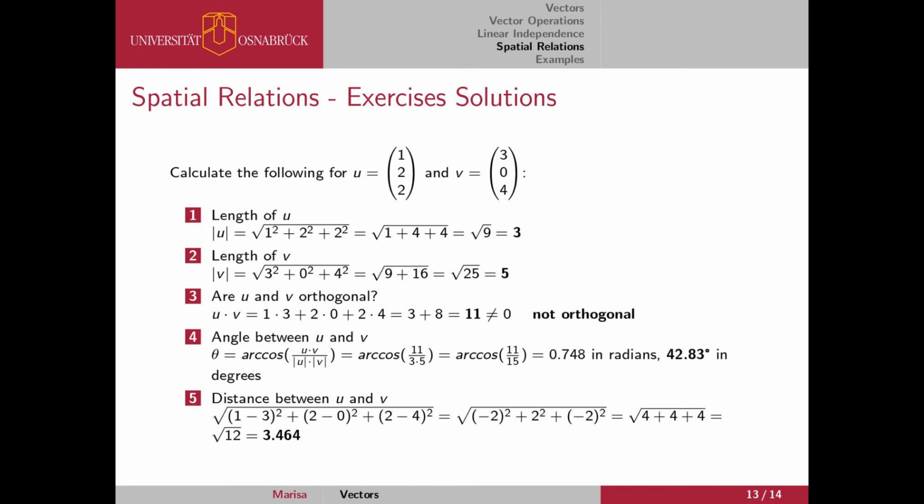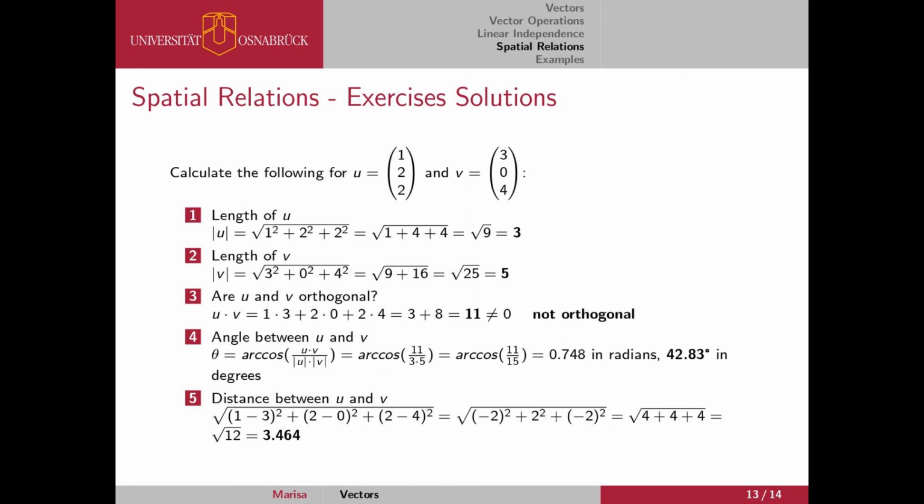0.748 in radians, and this would result in 42.83 in degrees. And if you're not comfortable with the conversion here, you should go back to a few weeks ago where we covered this formula for the calculation of radians to degrees.